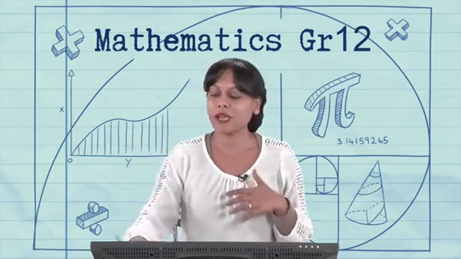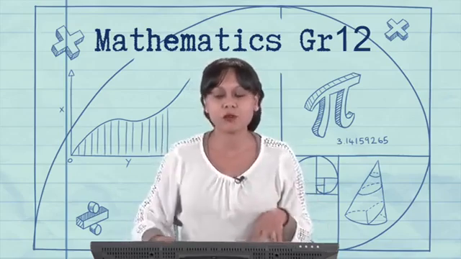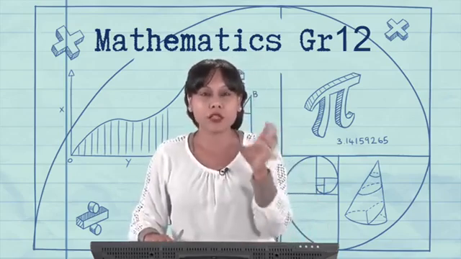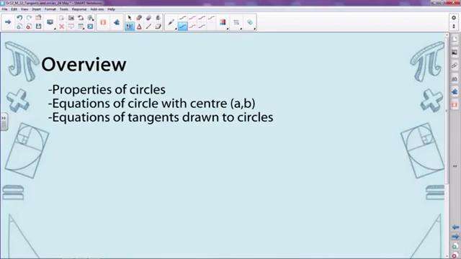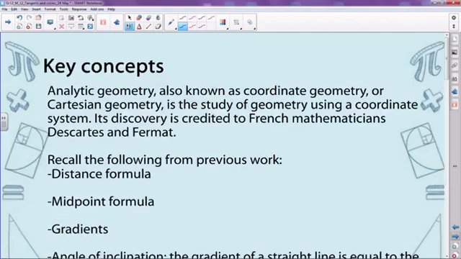But let's just recap, remind you of what analytical geometry is, and we're also going to, in today's lesson, look at properties of circles specifically, equations of circles centered at (a, b), and equations of tangents drawn to circles. So those are the main topics for today. But first we're going to remind ourselves what analytical geometry, or analytic geometry, is all about.